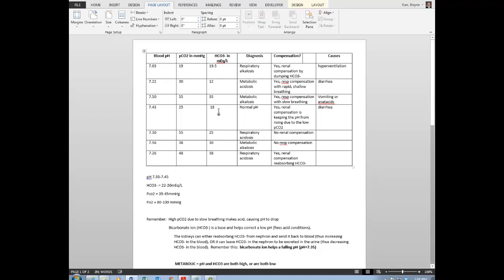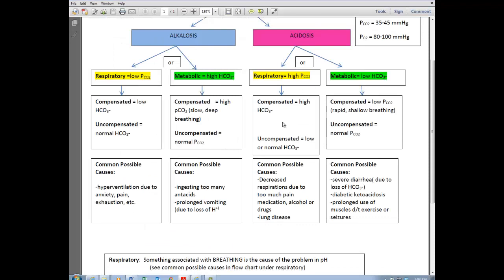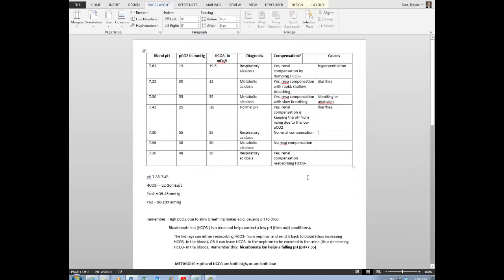Here we have a respiratory acidosis. What would cause respiratory acidosis? Well, we're building up carbon dioxide, creating acid conditions. So anytime we have low respirations or poor diffusion of carbon dioxide out of the alveoli, we're going to have a respiratory acidosis. So when someone is not breathing well due to pain medication, alcohol, drugs, or emphysema, we end up with a respiratory acidosis. So anything that's going to cause low respirations and not blowing off that CO2, or poor gas exchange, is going to cause a respiratory acidosis.